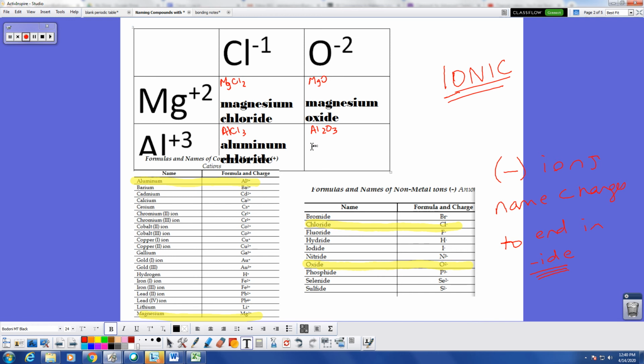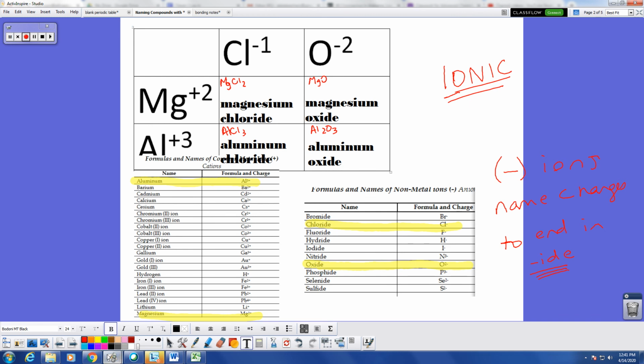And this one, you know what, I didn't tell you to pause it and try them yourself. Oh well. I think this is pretty easy, so it's not that big of a deal. Aluminum oxide. Okay, so those are the names from the examples yesterday.